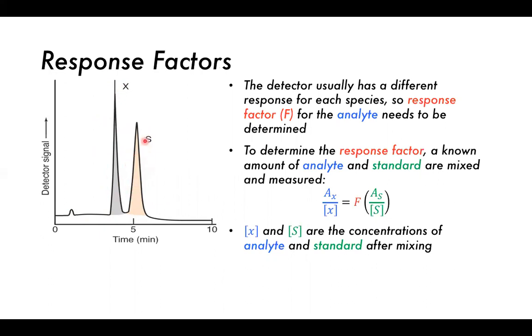So the detector usually has a different response for each species. So the response factor F for the analyte needs to be determined. To determine the response factor, a known amount of analyte and standard are mixed and measured. So we have here the absorbance of the analyte over the concentration of the analyte is equal to the response factor times the absorbance of the standard over the concentration of the standard, where X and S are the concentrations of analyte and standard after mixing.